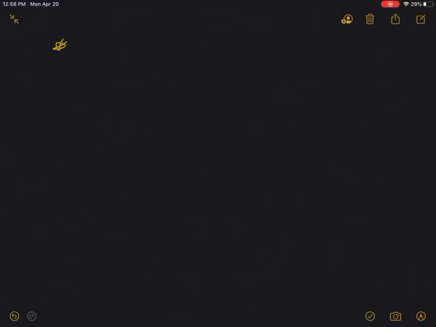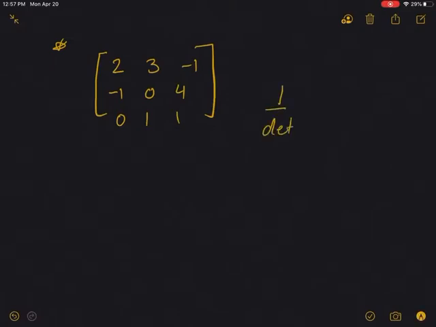So in this video we have inverse of 3 by 3 and I'm going to show you an example on that. The example I have is 2, 3, negative 1, negative 1, 0, 4, 0, 1, and 1. Alright, the idea is still the same. You have to have the determinant and the adjoint matrix.